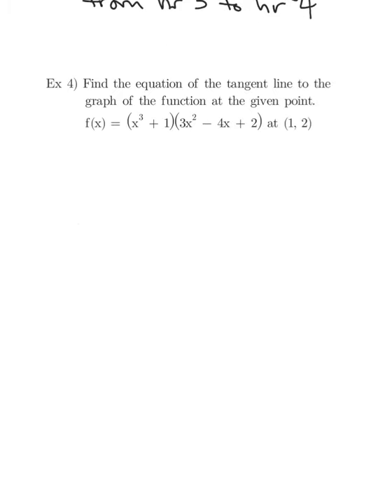On example 4, we are asked to find the equation of the tangent line to the graph of the function at the given point. We need to find a derivative because we are asked for the equation of a tangent line. Anytime you're talking about a tangent line, you need the derivative. First thing we're going to do is find the derivative of f.